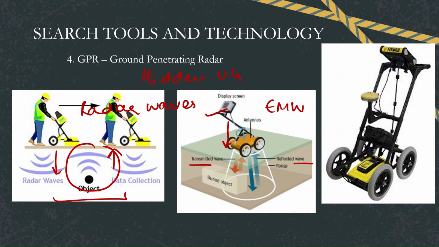It gives investigators a cross-sectional view of what lies beneath the surface without any digging. The scene remains completely intact during the detection stage, and excavation is only carried out if the radar data indicates something significant below ground. Because of this, GPR is commonly used to locate buried victims, clandestine graves, weapons, and other items that have been intentionally hidden underground.